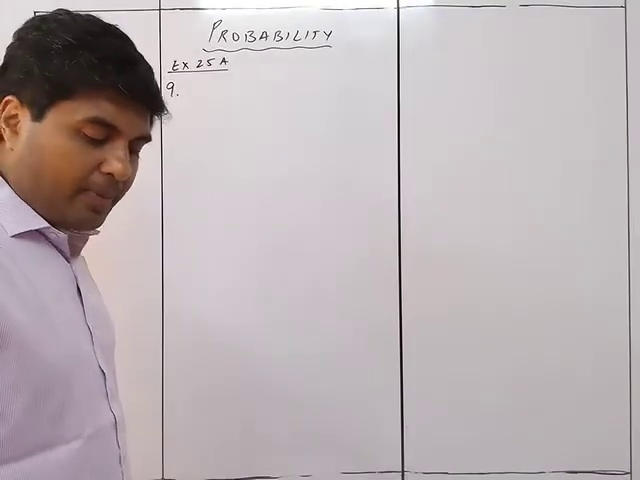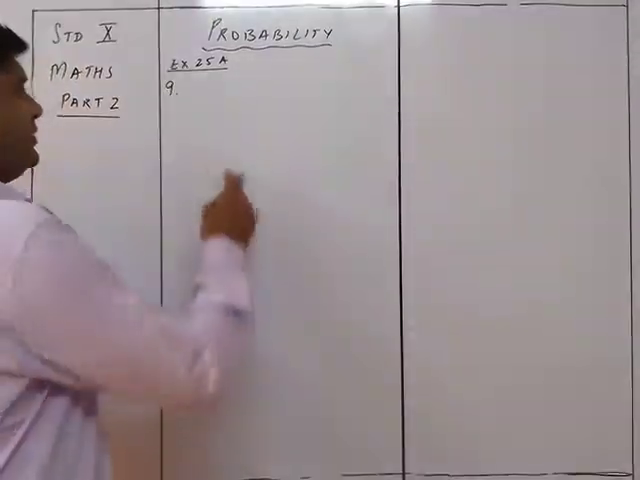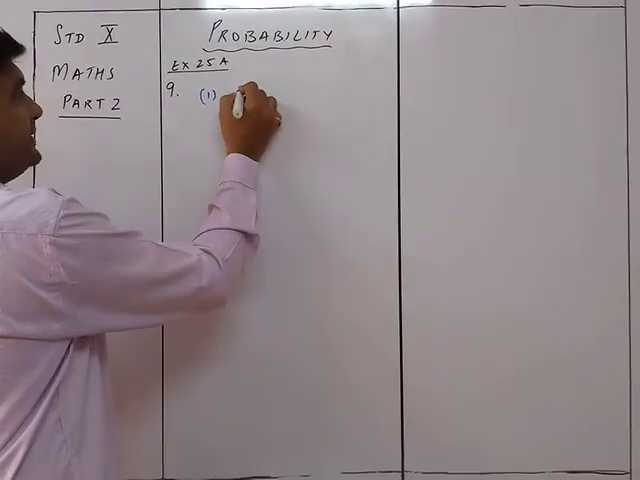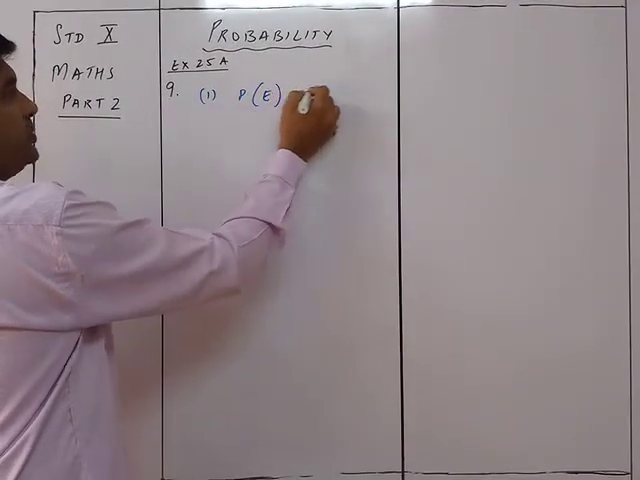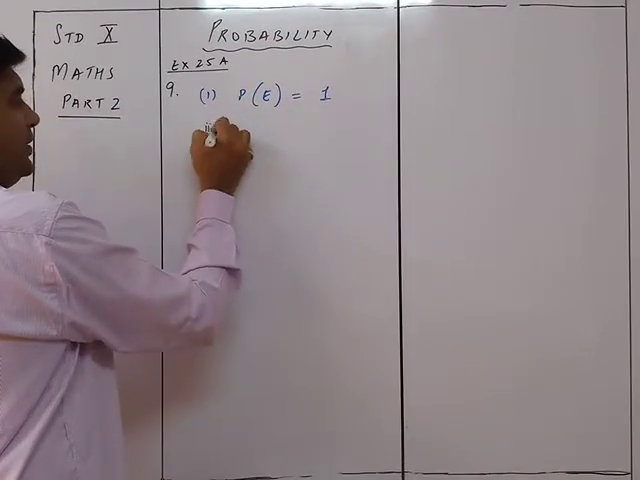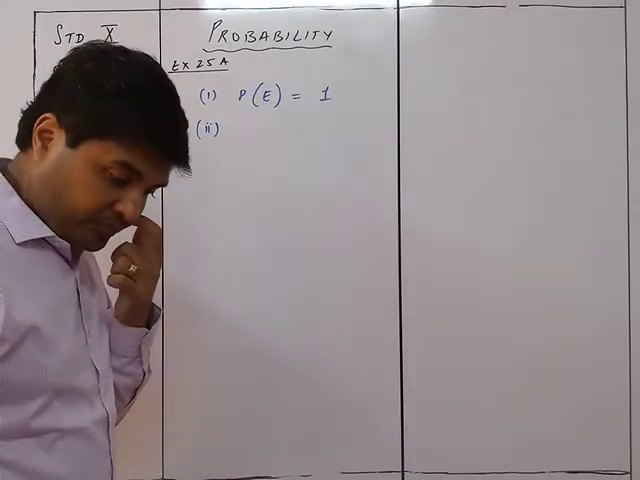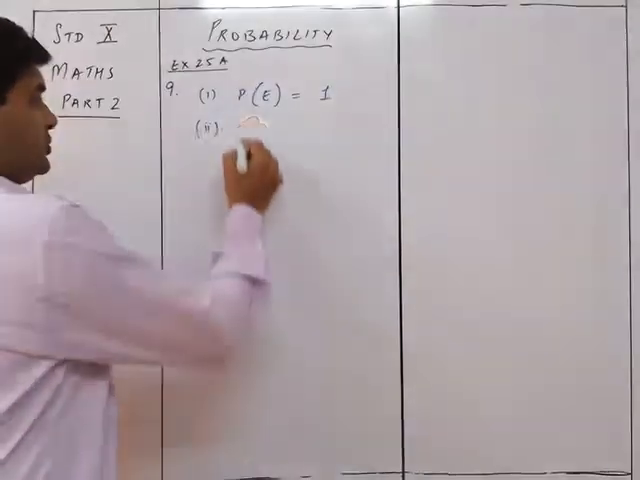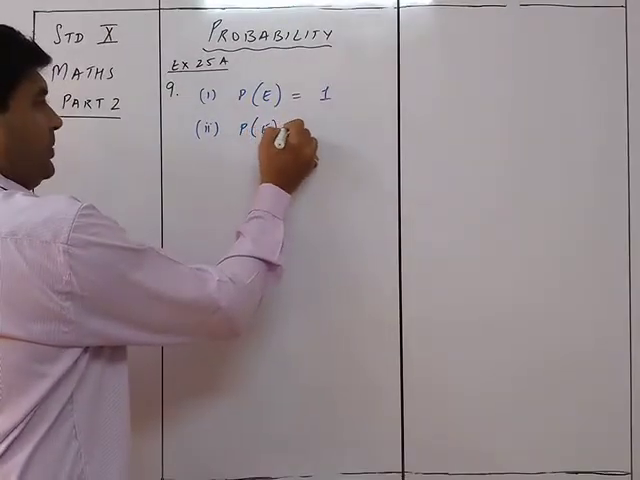First one, write the probability of a sure event. So we know that a sure event means probability is 1. So first one is P(E) = 1. We directly write the answer. No need of explanation in such a case. Write the probability of the event which is impossible. So that will be P(E) = 0.